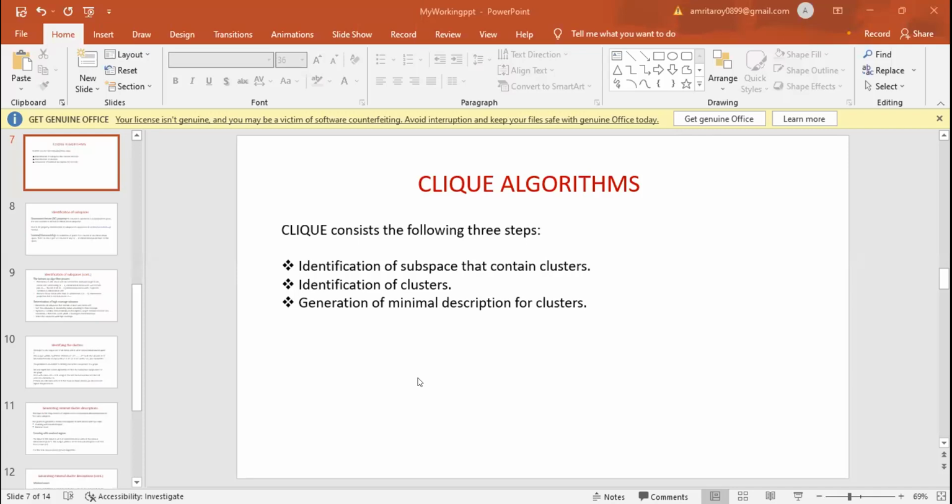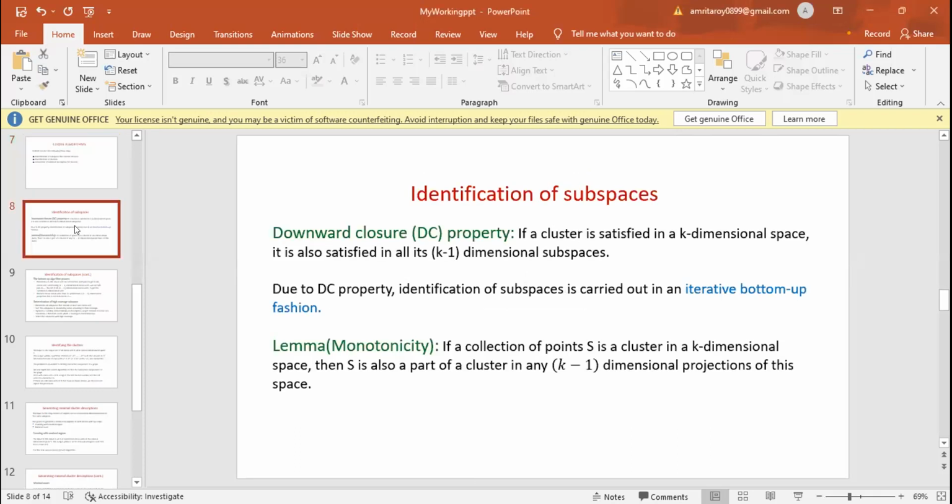I am Amrita Ray. I will discuss about Clique algorithms. Clique consists of following three steps: identification of subspace that contain clusters, identification of clusters, and generation of minimal description for clusters. Now we will discuss about identification of subspaces.